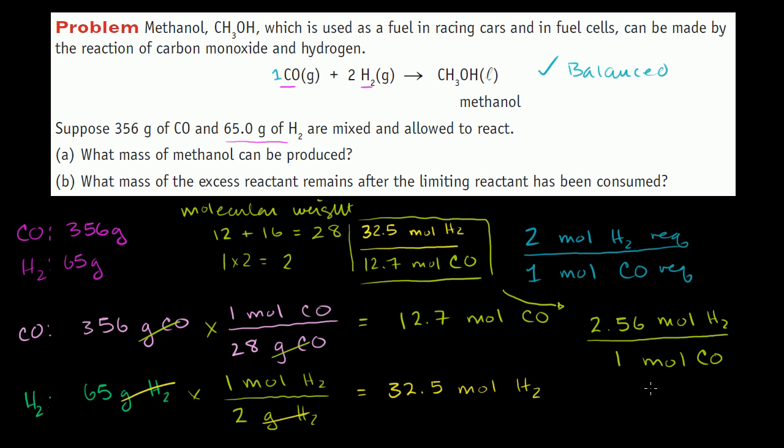For every 1 mole of carbon monoxide. So this is what we have, and what we need for our reaction to occur is what the balanced equation tells us. It tells us that we need 2 moles of hydrogen for every mole of carbon monoxide. Based on what they've given us, we have 2.56 moles of hydrogen for every mole of carbon monoxide. So we have more than enough hydrogen, right? We only need 2 for every mole, and we have 2.56. So we have an excessive amount of hydrogen.